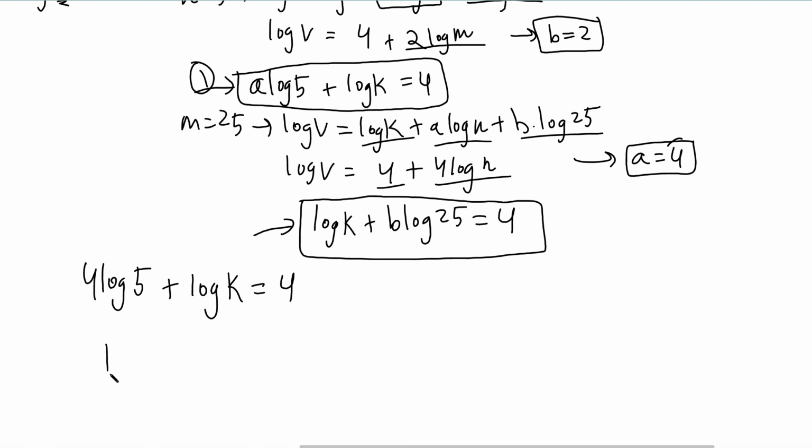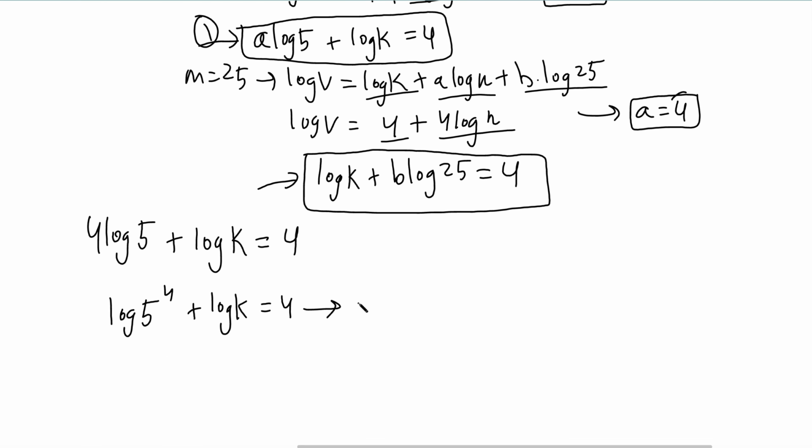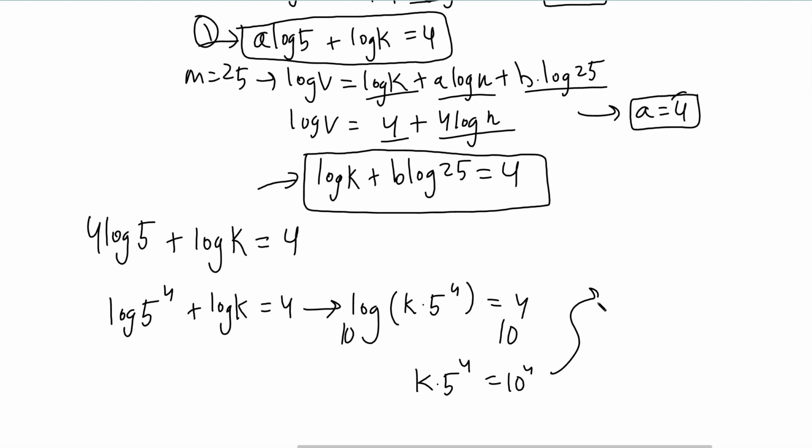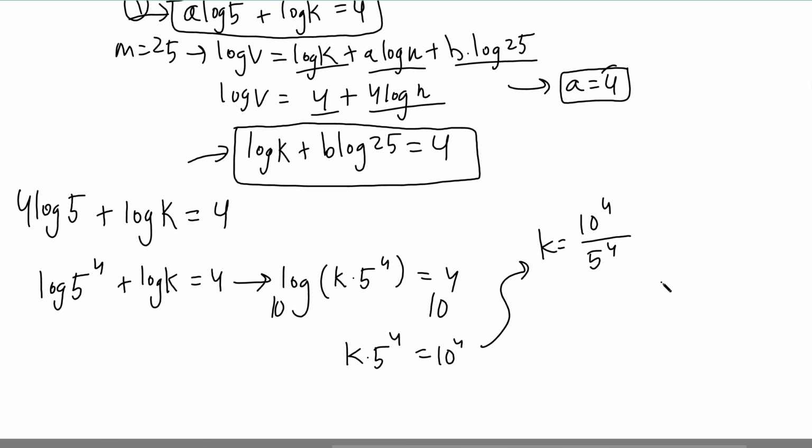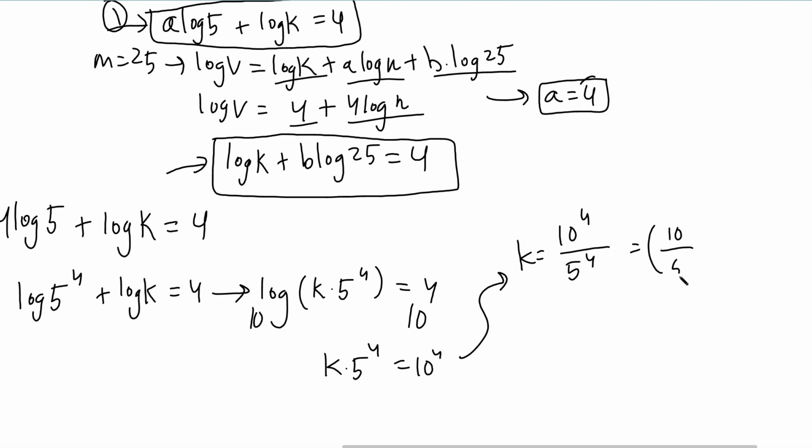So if we simplify this, that's log 5 to the 4th plus log k is equal to 4. And if we reverse this, that becomes log of k times 5 to the 4 is equal to 4. And if we take the exponent of 10 on both sides, then that becomes k times 5 to the 4th is equal to 10 to the 4th. Hence, k is equal to 10 to the 4th divided by 5 to the 4th. Now, that is the same as 10 divided by 5 raised to the 4th power, which is 2 to the 4th, which is 16.